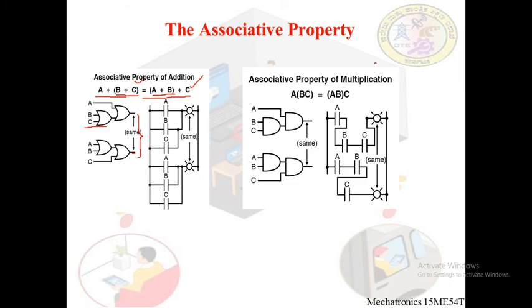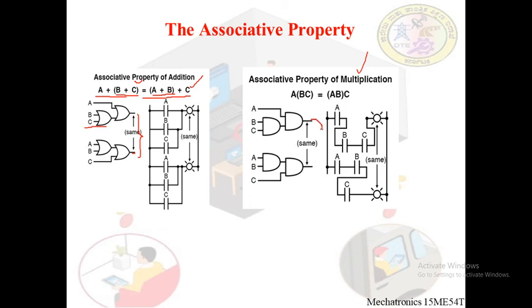Associative property of multiplication, when we say multiplication is an AND operation, so we'll be having only AND gates. So A when ANDed with BC is equal to AB ANDed with C. So this is the associative property of multiplication. BC is ANDed separately and the output gets ANDed with A separately. Now here AB within the brackets get ANDed separately, the output is ANDed with C.